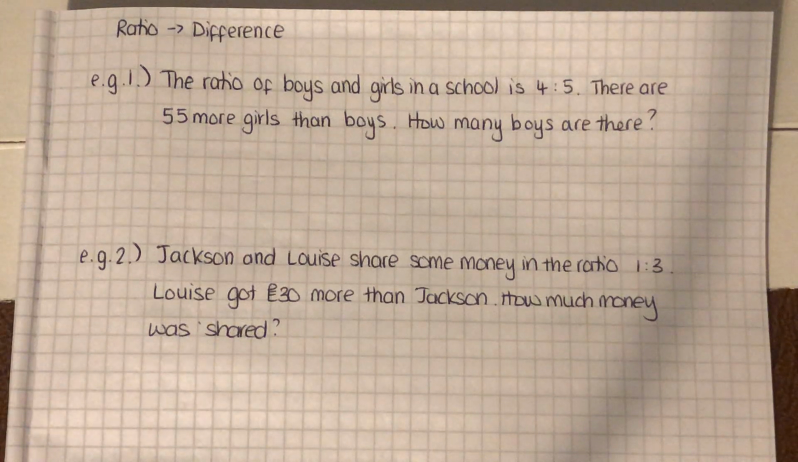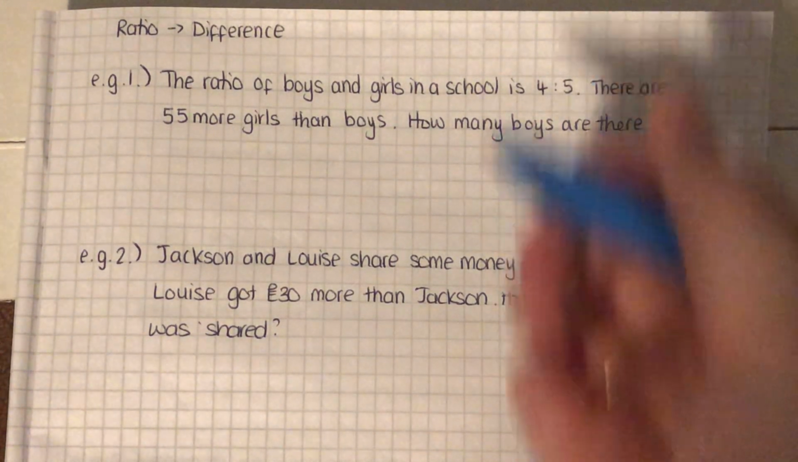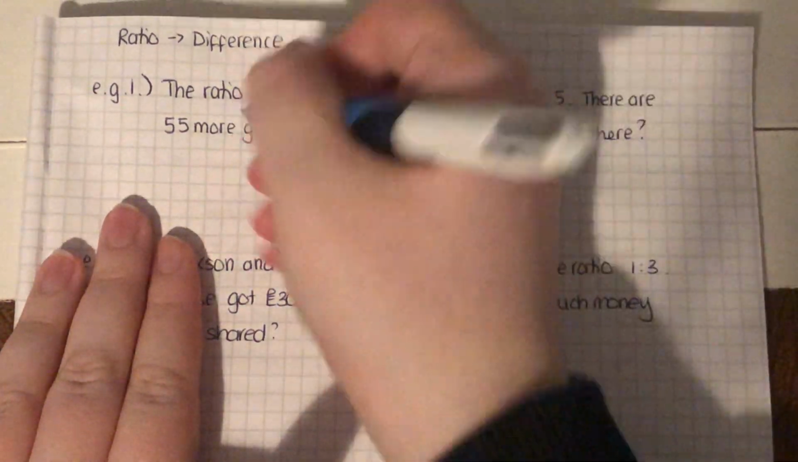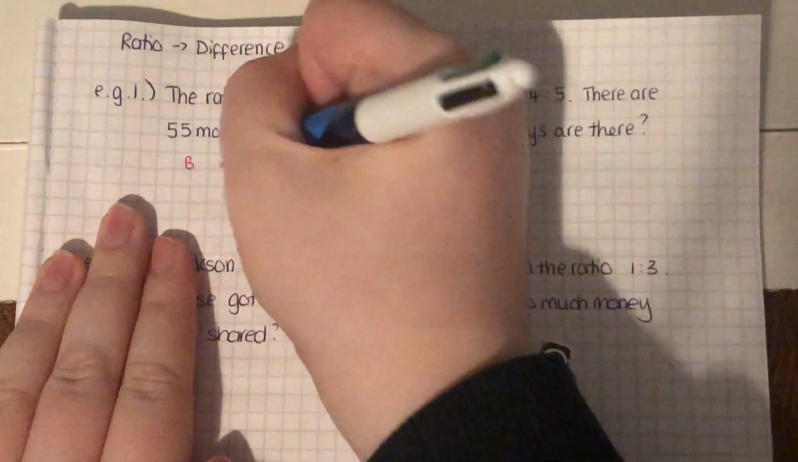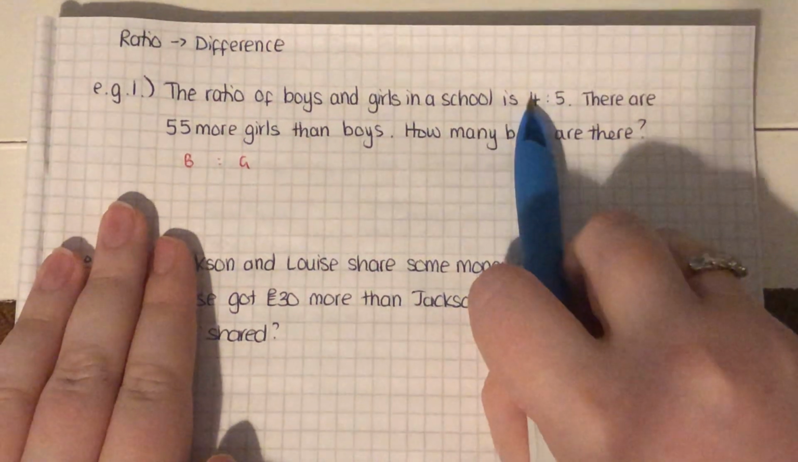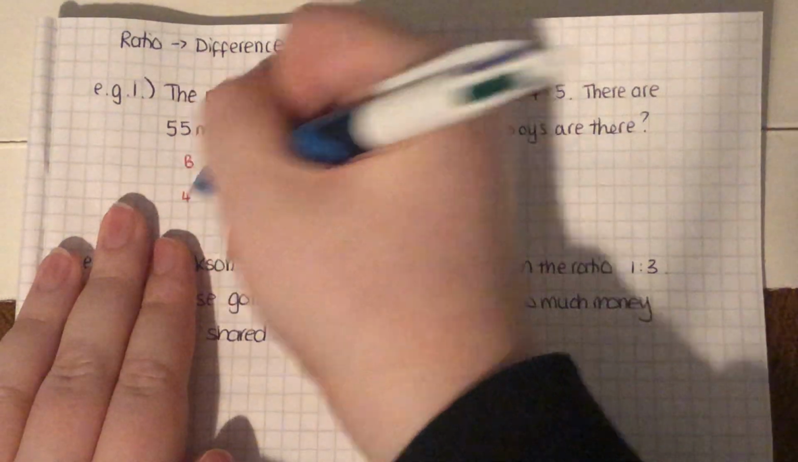So for the first one, we're told the ratio of boys to girls is 4:5. So just to start off with, I always like to rewrite it. So just make sure boys go first and then girls. And we've got the ratio 4:5. So remember, the order does matter.